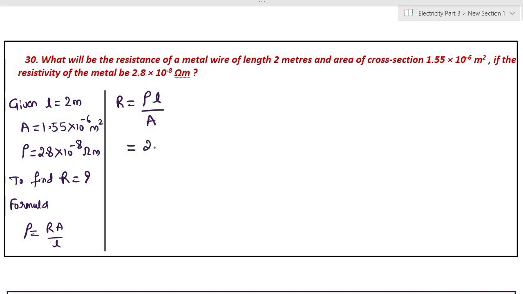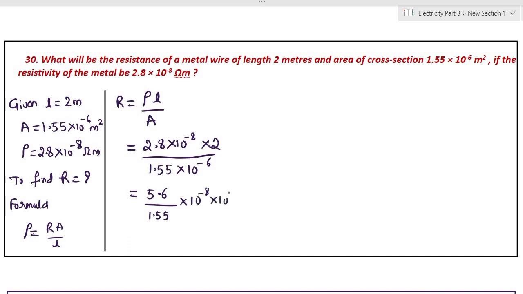Rho he had given as 2.8 into 10 to the power minus 8, and the length he had given is 2 meter, the whole divided by the area of cross section, which he had given as 1.55 into 10 to the power minus 6. Therefore, 2.8 into 2 is 5.6, divided by 1.55 into, see, 10 to the power minus 8 into 10 to the power plus 6.